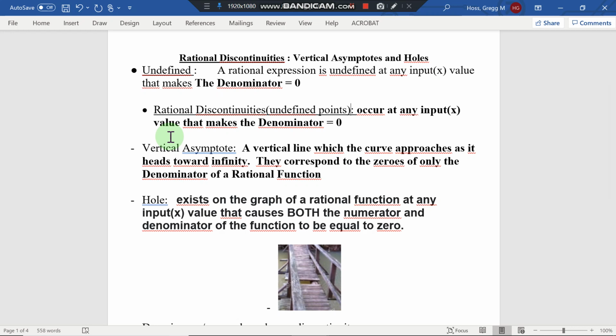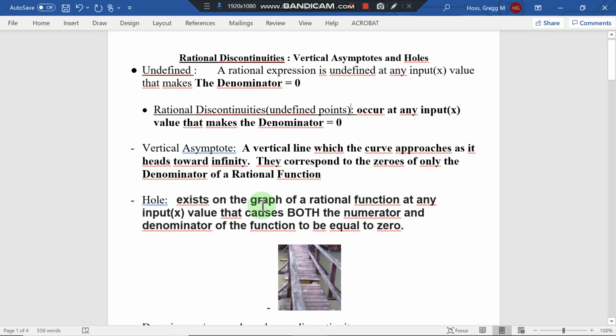A vertical asymptote is a vertical line which the curve approaches as it heads toward infinity. Whether it's very large numbers or very small numbers, the curve ends up getting very, very close to this line, but does not cross it as it goes towards infinity. That doesn't necessarily mean it can't cross it earlier, but it will not cross it as it heads towards infinity. Vertical asymptotes correspond to the zeros of only the denominator of a rational function.